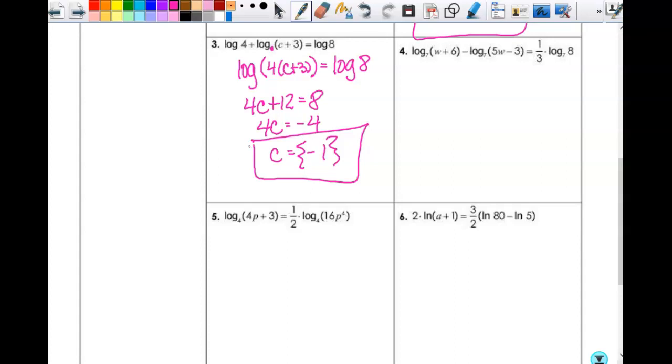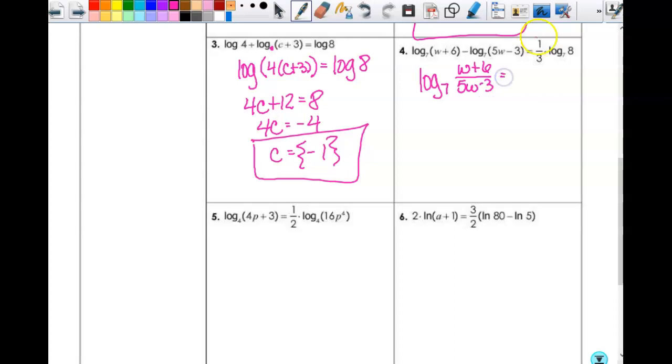Well, it would just be like you might be able to simplify it some, but you wouldn't be able to solve it. Yeah. All right, so then let's look at number 4. If I have two logs with the same base and I'm subtracting, I turn that into a single log that has what? Division. So this is log base 7 of w plus 6 over 5w minus 3.